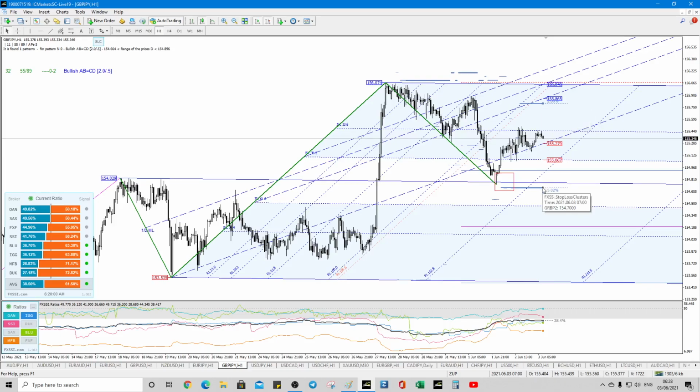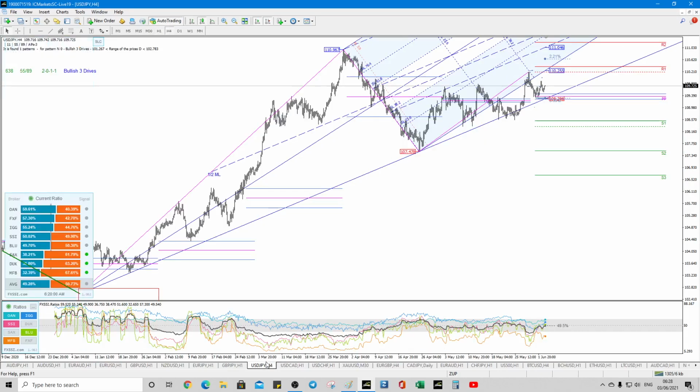155.58, 154.70. Dollar yen, 110.64, 109.31. We're a buy, but we're very close to 50-50. This can potentially move a lot on the NFP, and that's tomorrow.